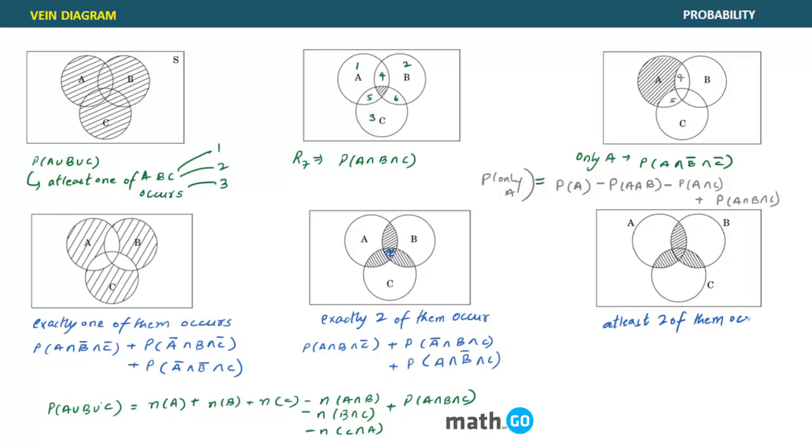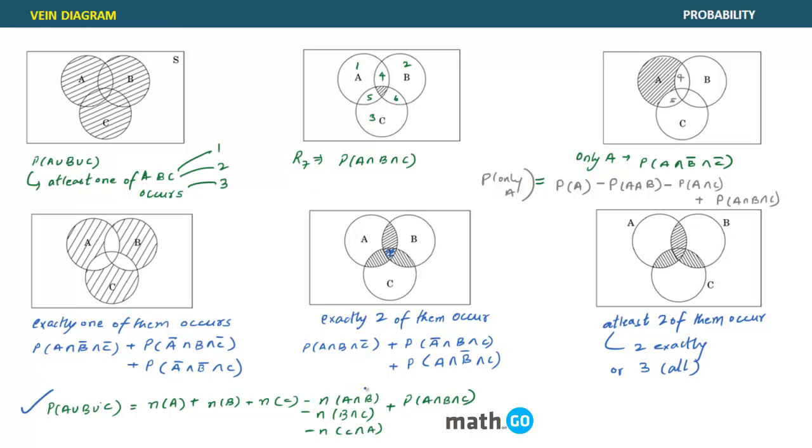So for at least 2 of them to occur, what do you mean? Either exactly 2, or 3, all of them, right? This is what is meant by this. So this is the way of writing a Venn diagram for 3 events. All right. The basic formula that you still have to remember is this one.